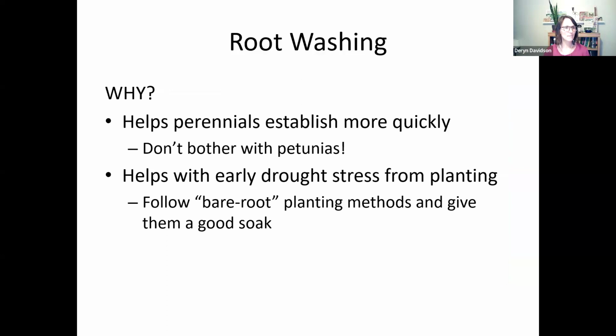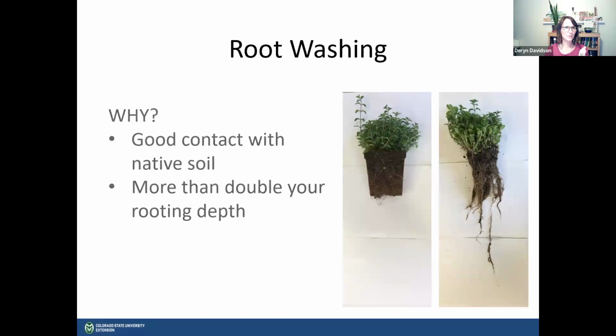And then finally, I want to mention something called root washing. This is something that a lot of people are starting to do, and it helps perennials establish more quickly. Don't worry about doing this with annuals like petunias, but it's going to help with the early drought stress that plants go through when planting. It's sort of like bare root planting. So you're going to get good contact with the native soil.